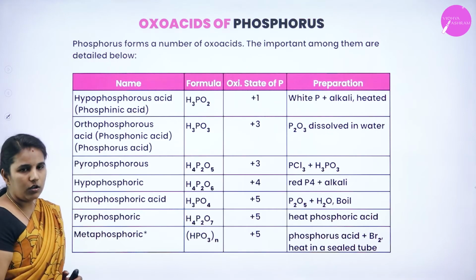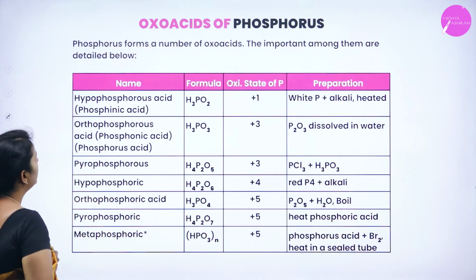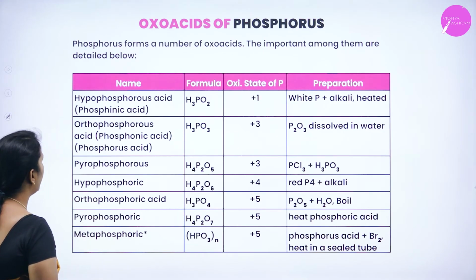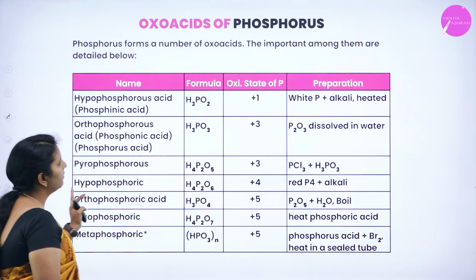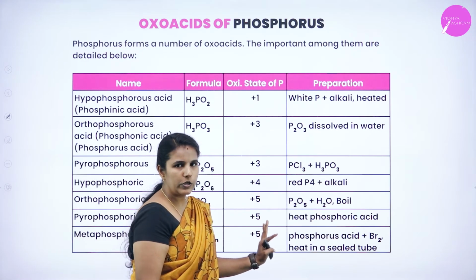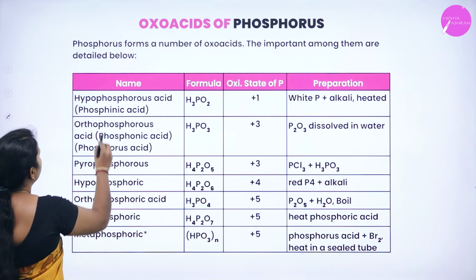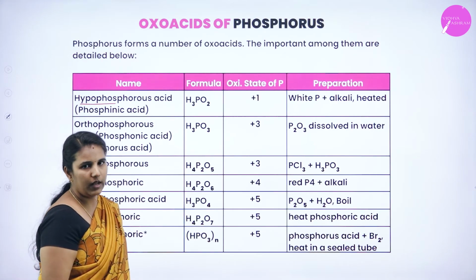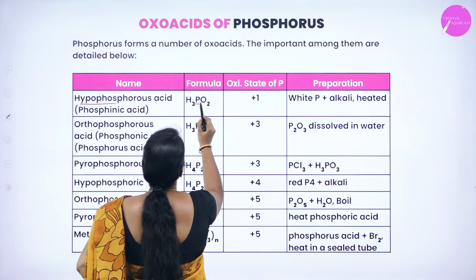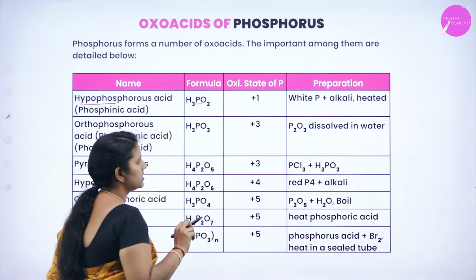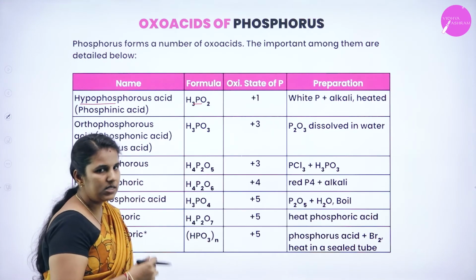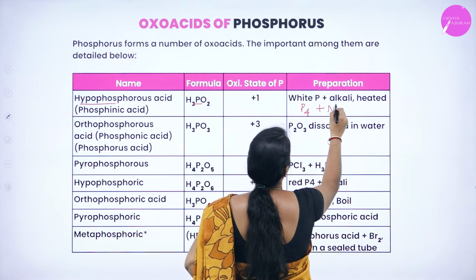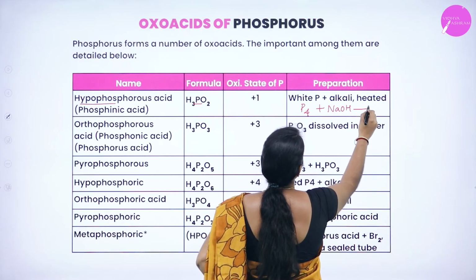Coming to the oxoacids of phosphorus, phosphorus forms a number of oxoacids, and I have mentioned the important ones here. I have given the name, formula, oxidation state of the phosphorus and their preparation. The first one is hypophosphorous acid. Already I have told you the formula is H3PO2, where phosphorus exists in the +1 oxidation state, and it is obtained by just heating white phosphorus with strong alkali.